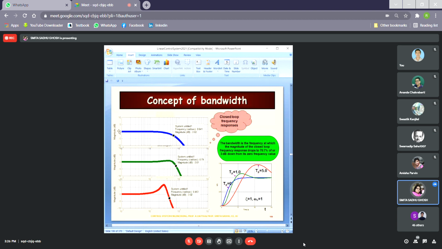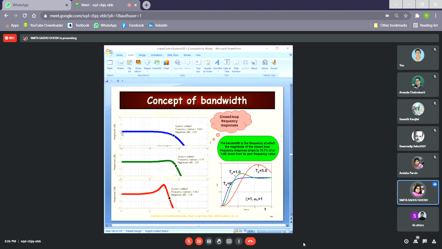Here you can see in decibels, the value of the magnitude at zero frequency or very low frequency is equal to 0 dB. Over here also it is 0 dB, here also it is 0 dB for the system that we have taken. It's not going to be 0 dB for any system, of course. It is 0 dB for the system that we have taken.